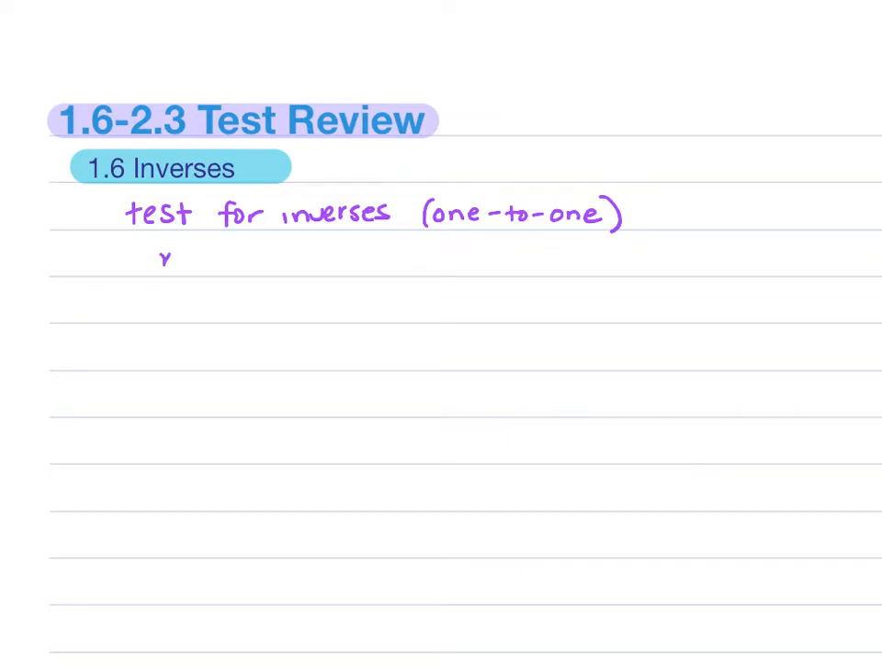The first is from points. And for this, the y cannot repeat with a different x. So remember, the test to see if it's a function is that the x can't repeat with a different y. For an inverse, it's the y can't repeat with a different x.